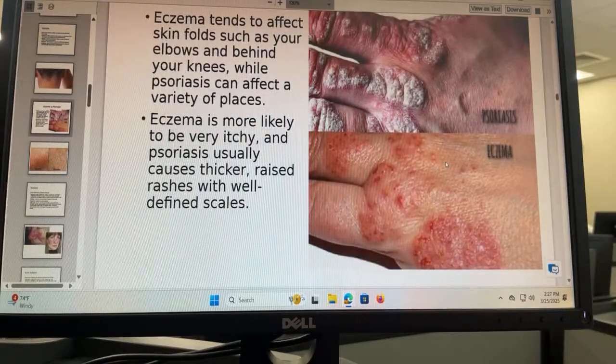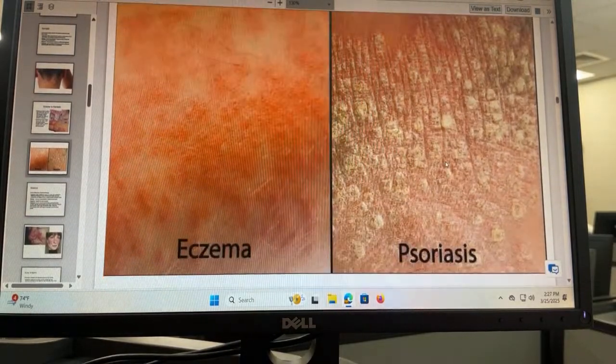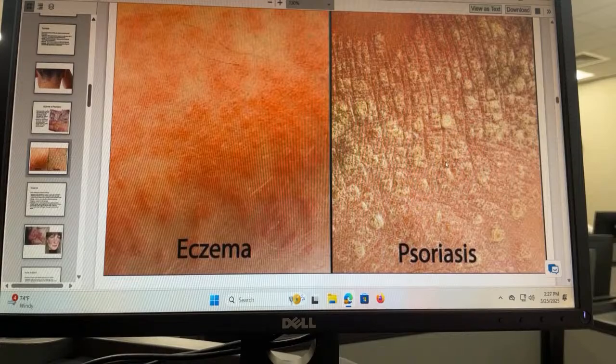Here's a picture showing the difference between psoriasis and eczema, to see what the difference might be. And then here again is another picture of the difference between eczema and psoriasis.